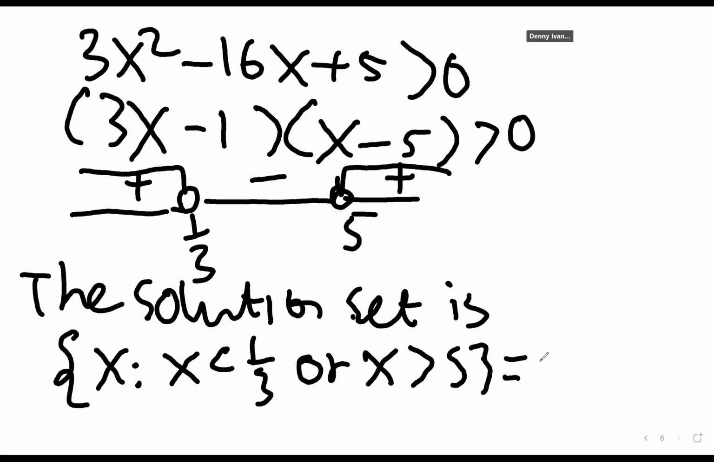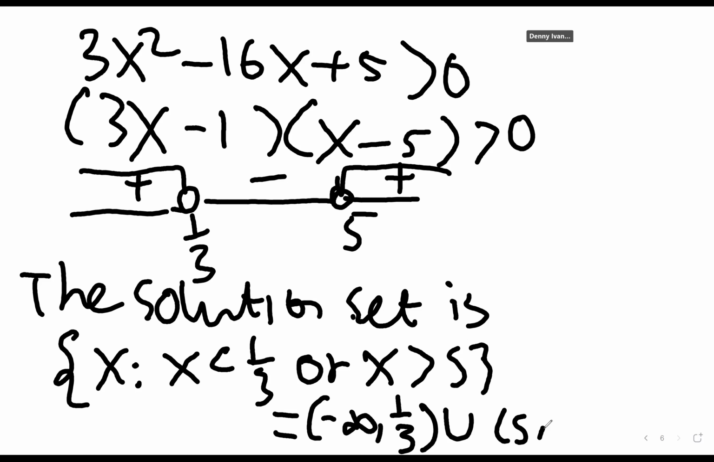Okay, or you can write it in terms of an open interval. So I will put the interval notation just down below here. Minus infinity, comma, 1 over 3, union, 5, comma, infinity. Sorry, 5, right? 5 comma infinity. All right.